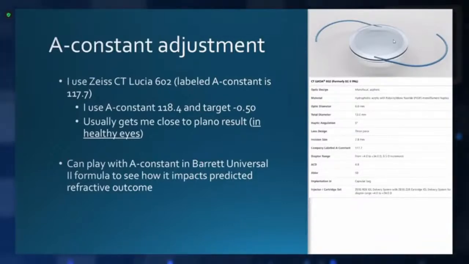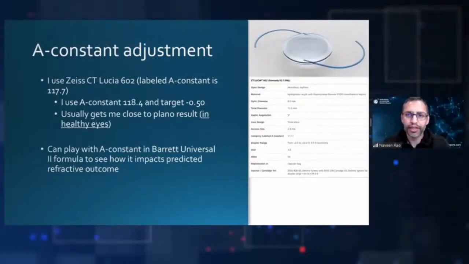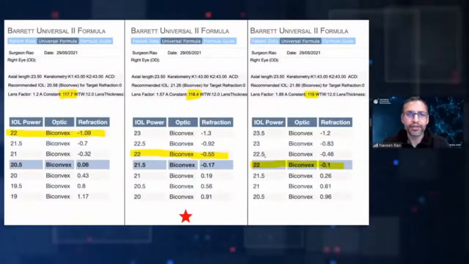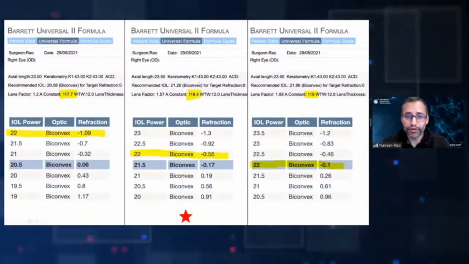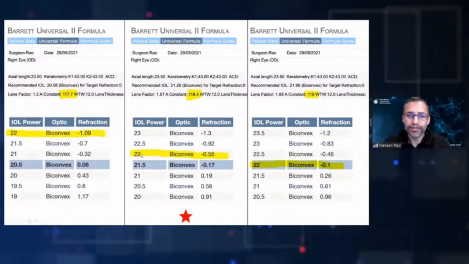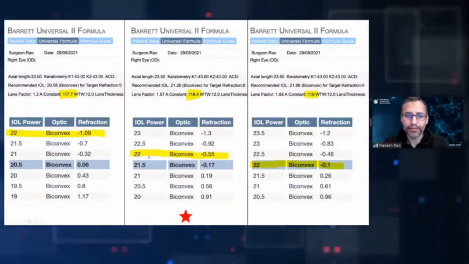So it's difficult to get a sense of what the postoperative refraction is and compare that to the preoperative expectations. You can play with the A constant in the Barrett Universal 2 formula to see how it impacts the predicted refractive outcome. So I wanted to show how to do that. This slide shows in the center panel use of 118.4 for the A constant using the Barrett Universal 2 formula. And you can see that if I was to choose the lens that gives me an expected post-op refraction of -0.5, I would choose a 22.0 diopter lens.